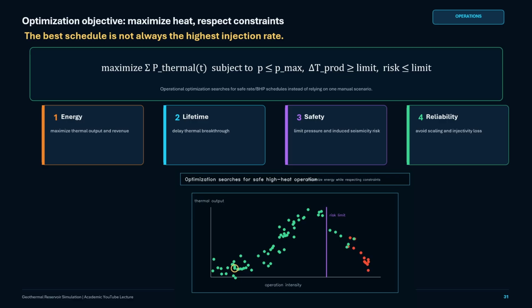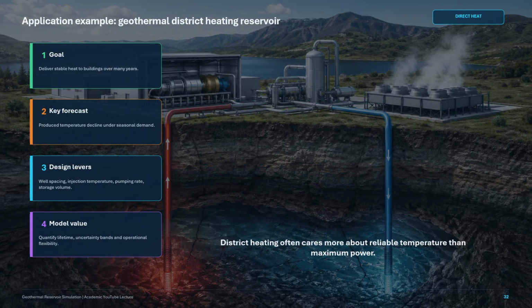A good optimization framework searches for rate and pressure schedules that maintain useful heat, avoid early breakthrough, and keep risk below acceptable thresholds. Let us consider a district heating reservoir. The goal is to deliver stable heat to buildings over many years, especially during winter demand peaks. The key forecast is produce temperature decline under seasonal operation.